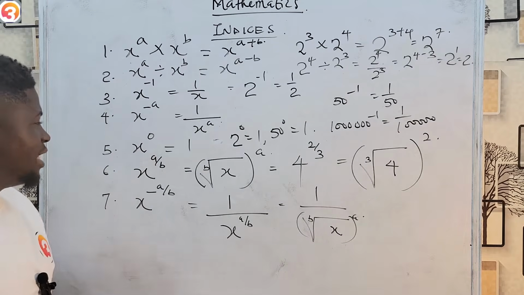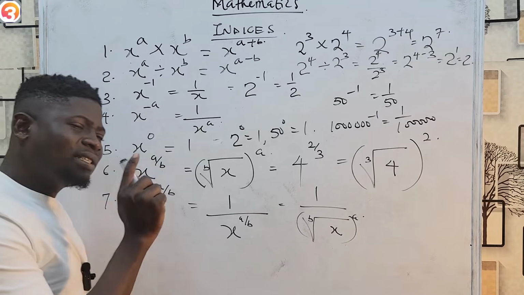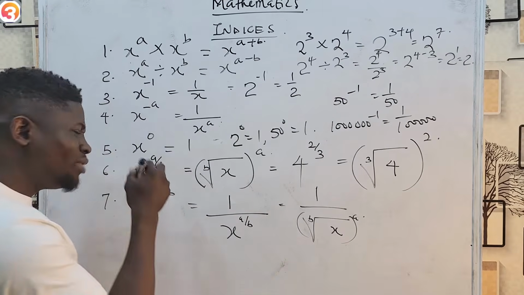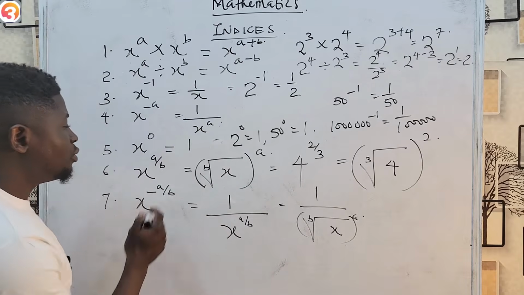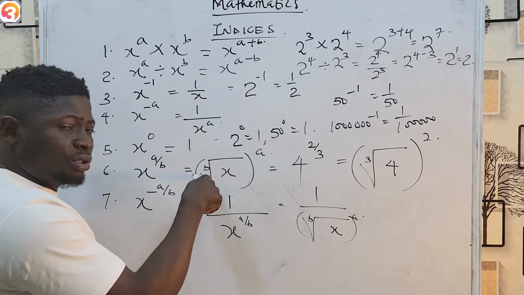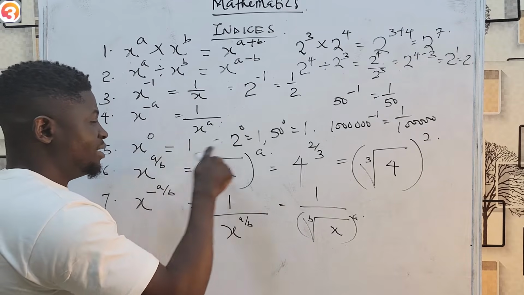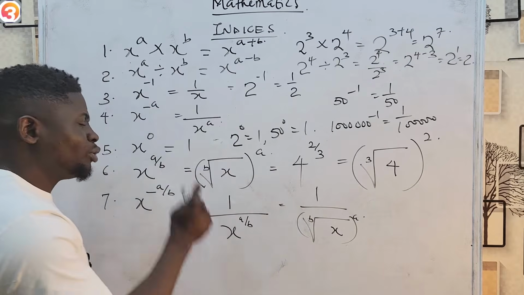Now, likewise, let's move on. If you have x raised to the power a over b, that means a number is raised to a fractional power. So what do you do? The denominator of the fraction becomes the root, while the a is raised. That means the numerator is the power, but the denominator becomes the root.